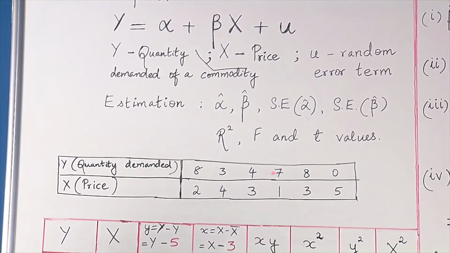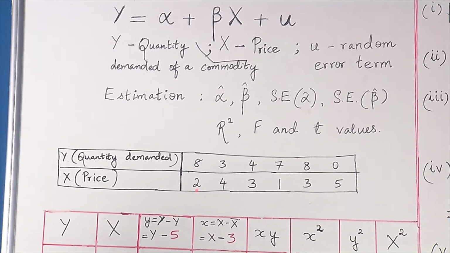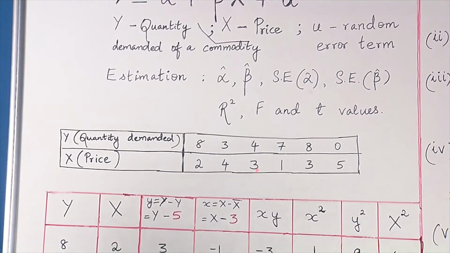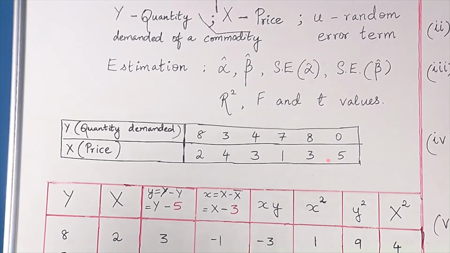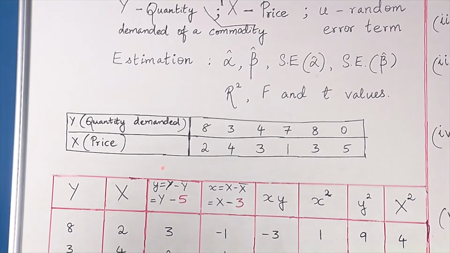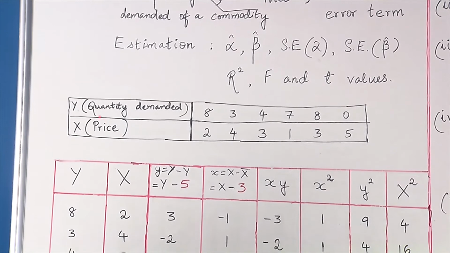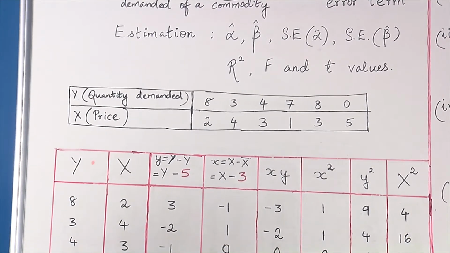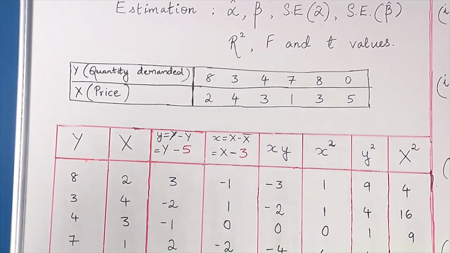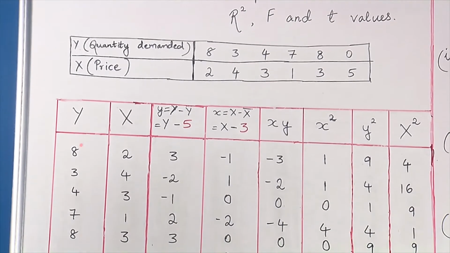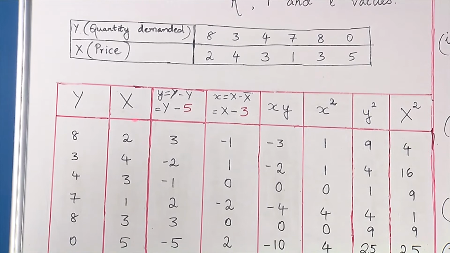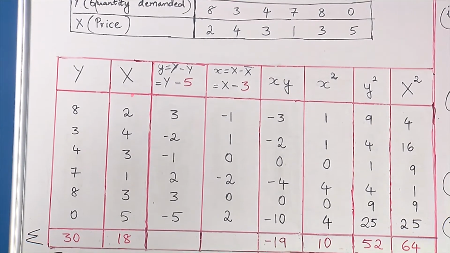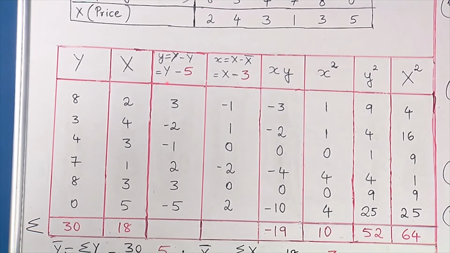The quantities are 8, 3, 4, 7, 8, 0 and the prices correspondingly are given as 2, 4, 3, 1, 3, 5. For computation, we change these rows into columns. So, the first column y is the quantity demanded and the second column is x, the price. So, let us start the calculation of the other estimates.